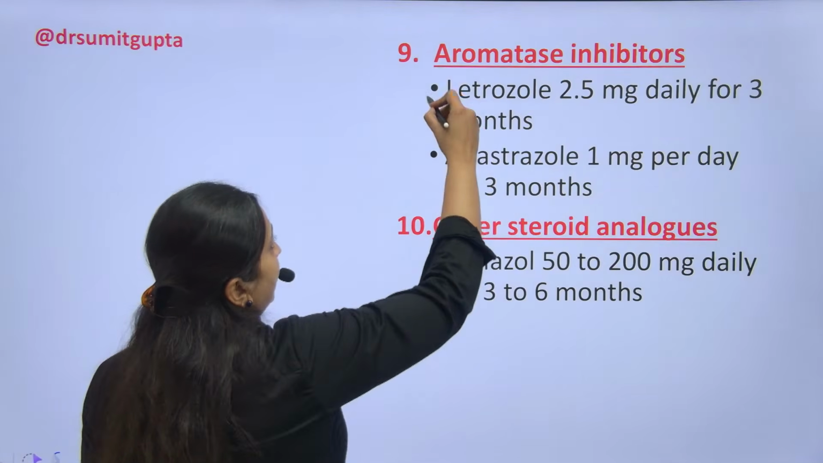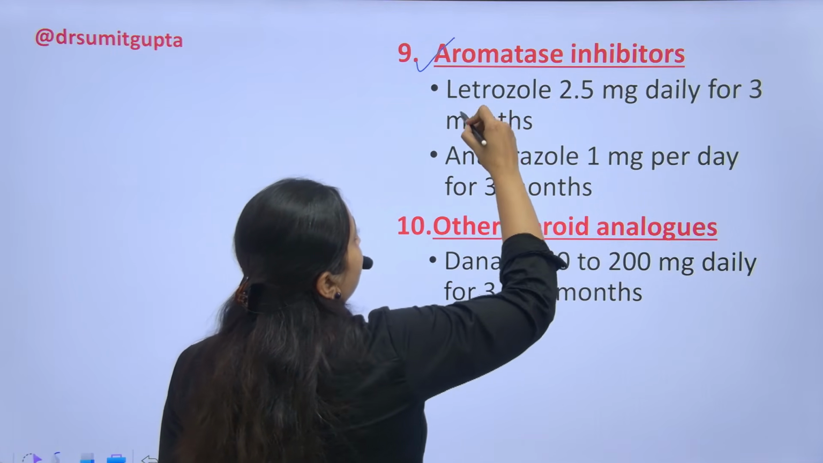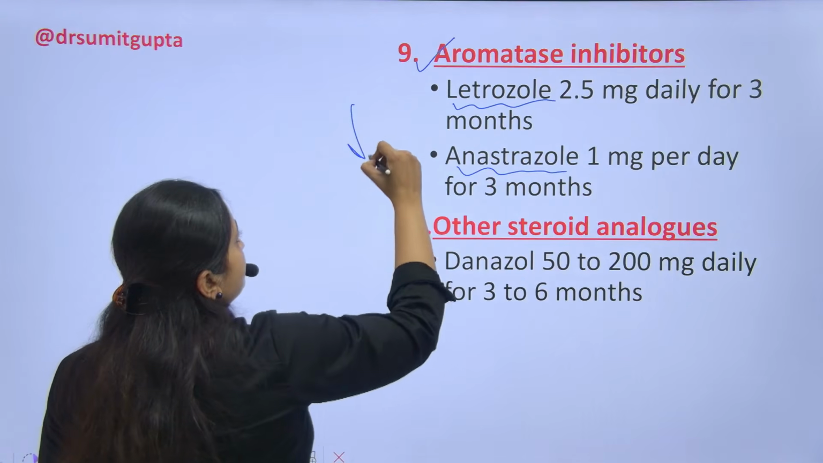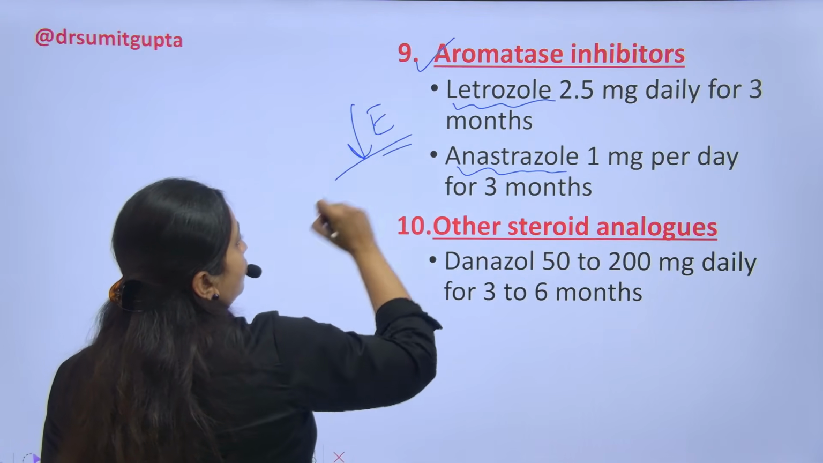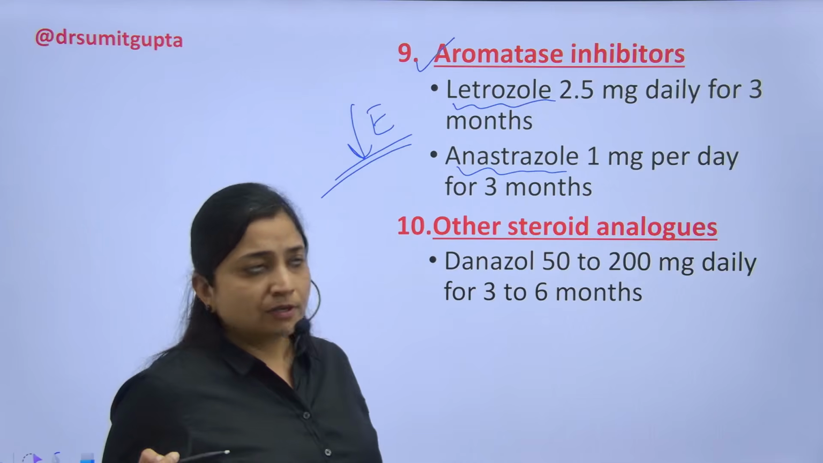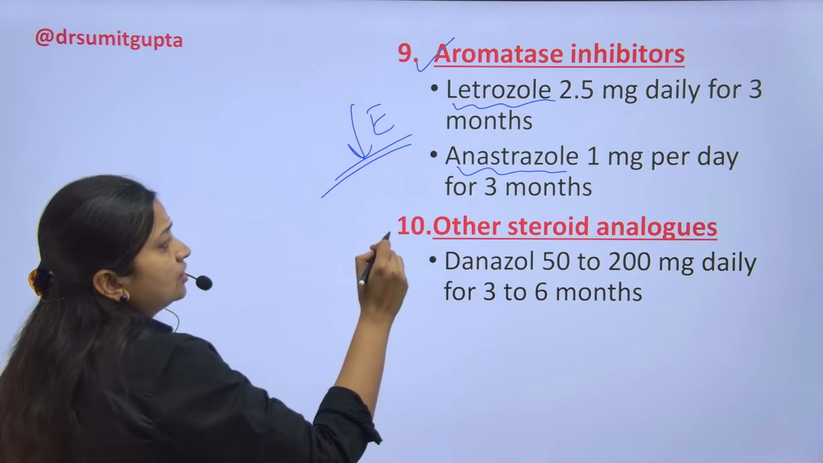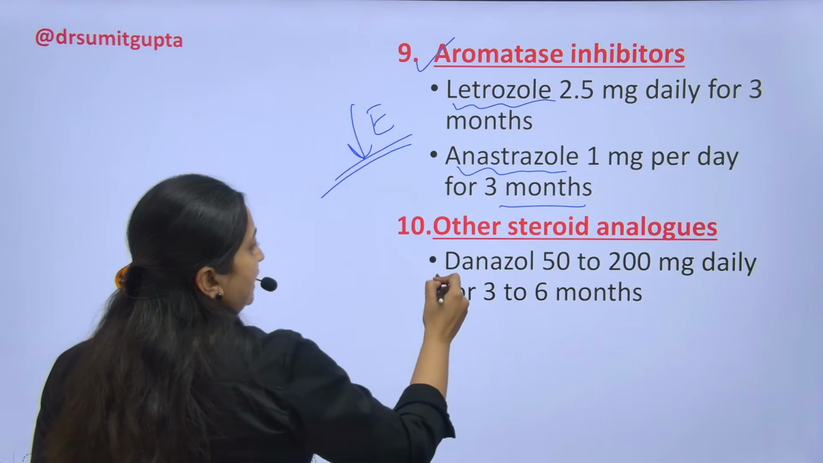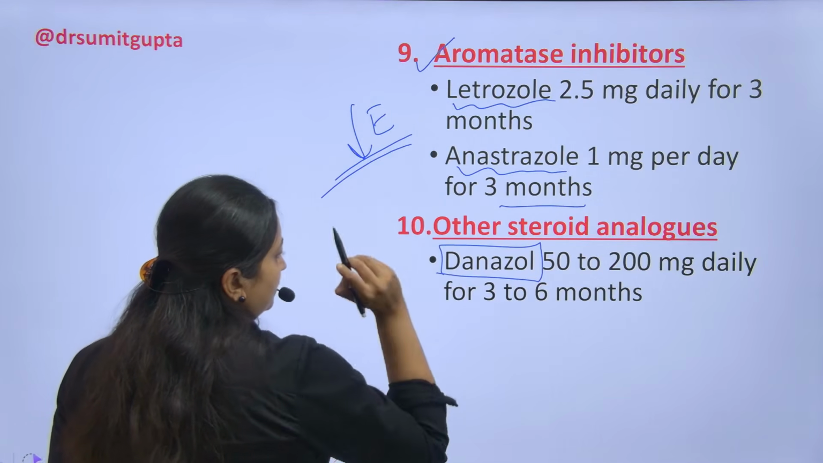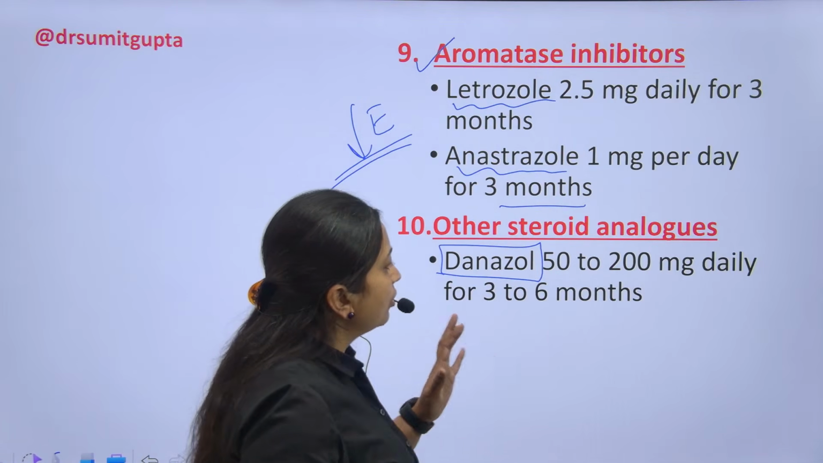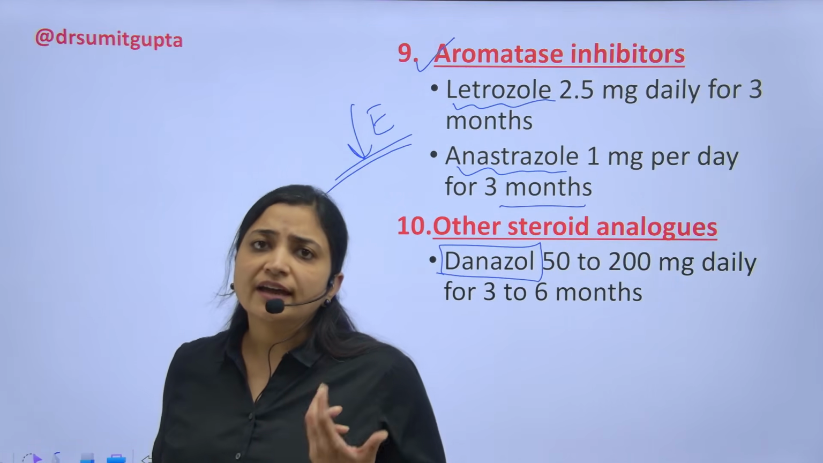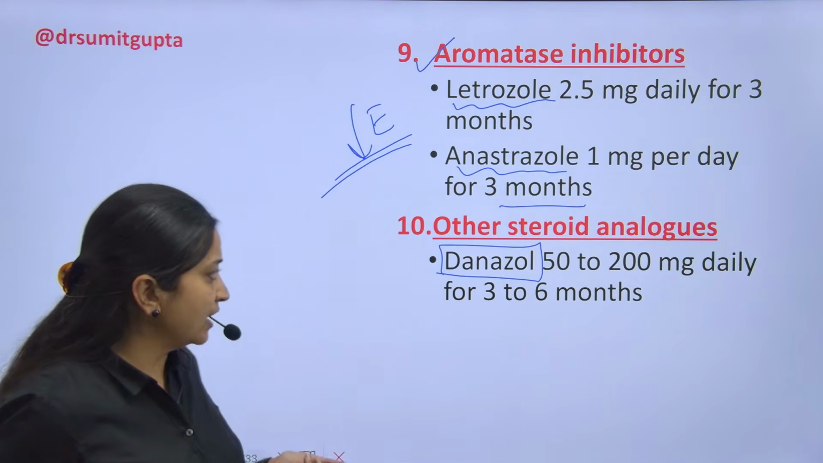Then come aromatase inhibitors like letrozole and anastrozole. They decrease the estrogen in the environment, so in the long run bleeding stops. We have to give it continuously for at least 3 months. And other steroid analogs like danazol are available in the market, but nowadays danazol is not used with such frequency because it causes a high number of adverse drug reactions.